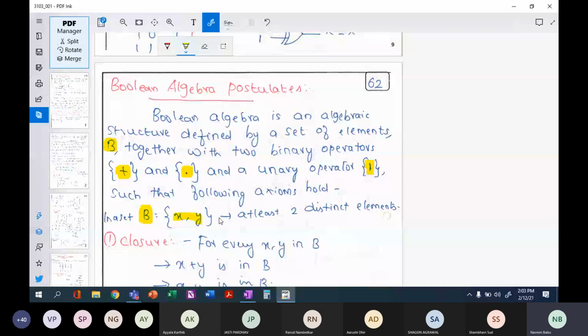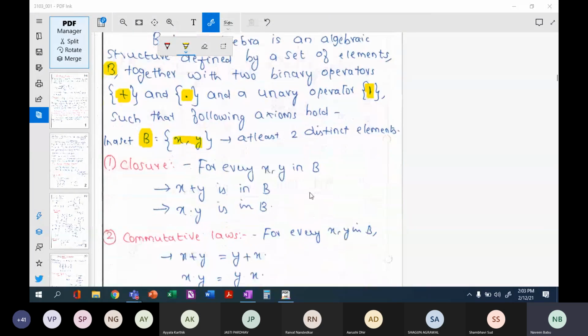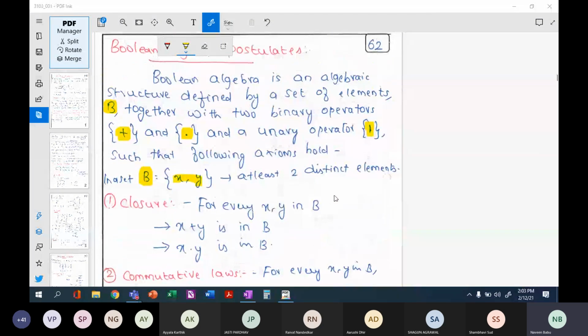To start with, let us apply these two binary operators that we just saw, plus and minus, on these two variables. For every variable x and y in a binary set B, the OR operation of x and y is also in the same set, and the AND operation of the two elements is also in the same set. Now let us slowly apply different laws.